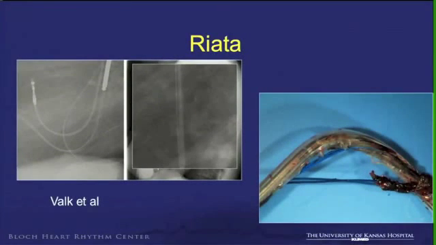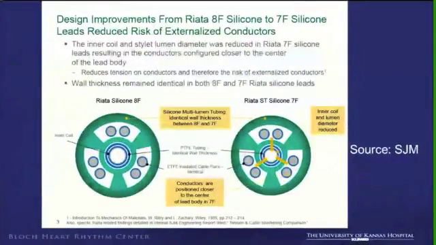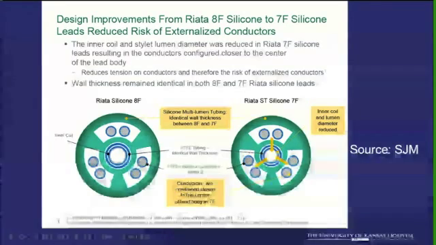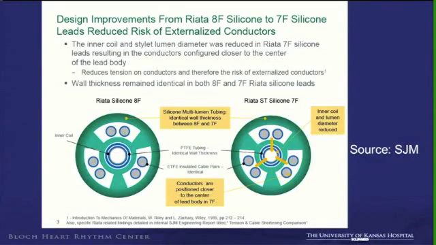You can see, I don't know if you can see it from there, conductor cables extrude through the insulation, which is made of silicone, and on the right side is a re-demonstration of the same. There has been some change in the design from the silicone 8 French Riata leads to the 7 French ST leads, where the lumen has decreased and all the conductor cables are pulled towards the center, adding stability to the lead.